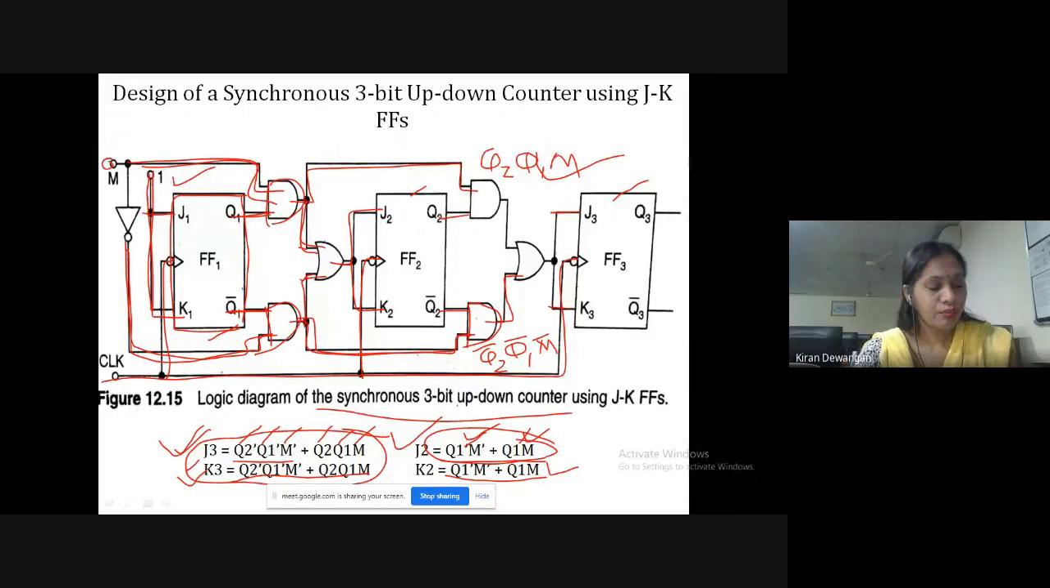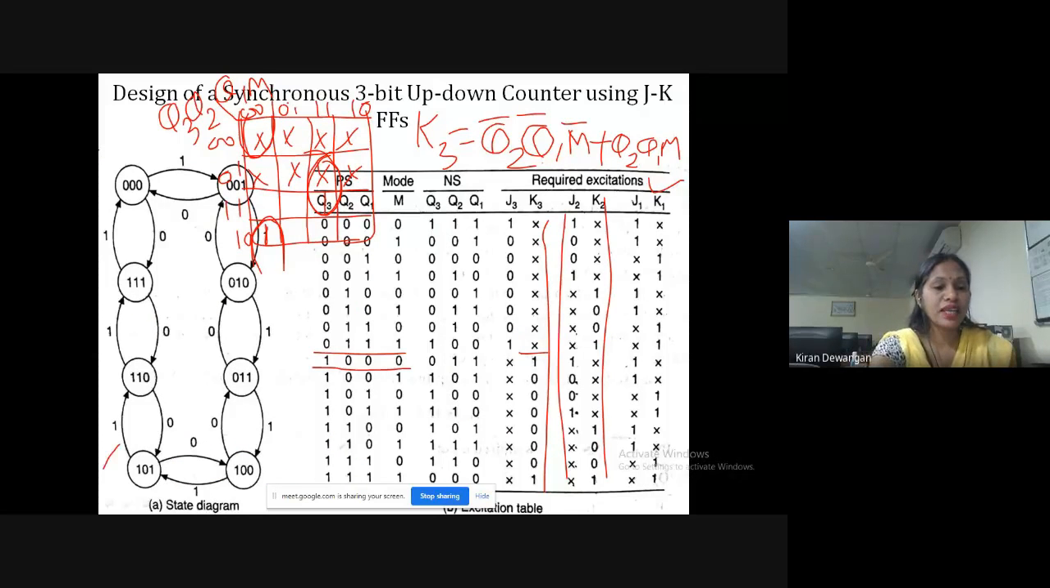That is very important. First, we will draw the state diagram. सबसे पहले ये काम करोगे, ठीक है? As this is a 3-bit counter, we definitely know that we need to have 3 flip-flops. सबसे पहले तो ये पता करना है कि कितने flip-flops की requirement है. So we'll have 3 flip-flops. Since it is a 3-bit up-down counter, तो आपके पास 8 states होंगे.